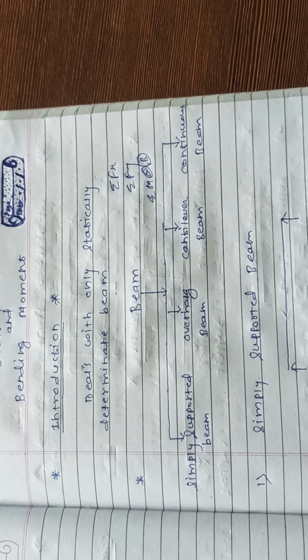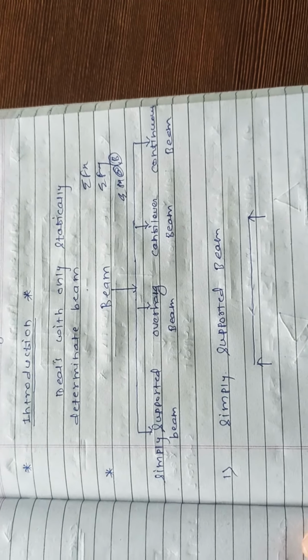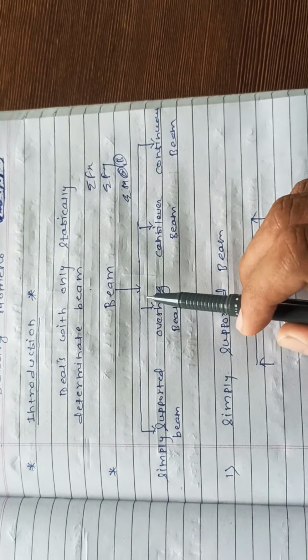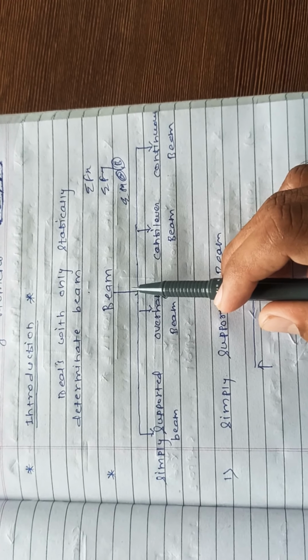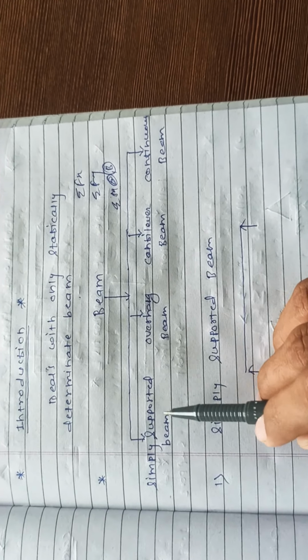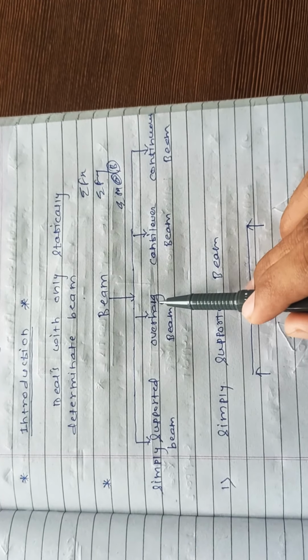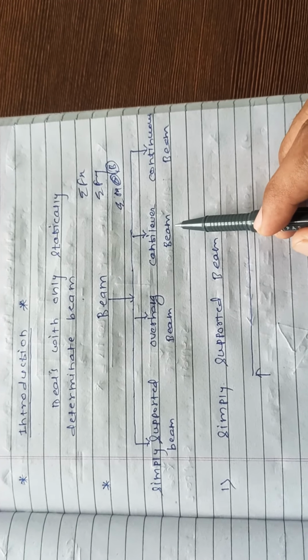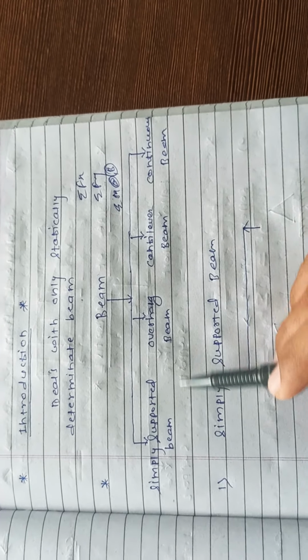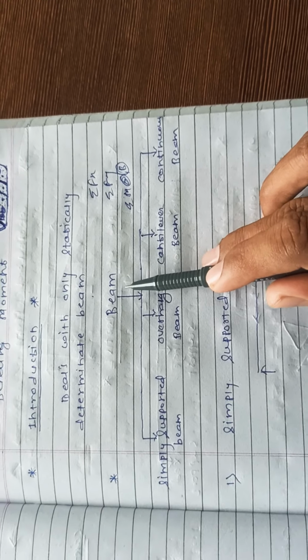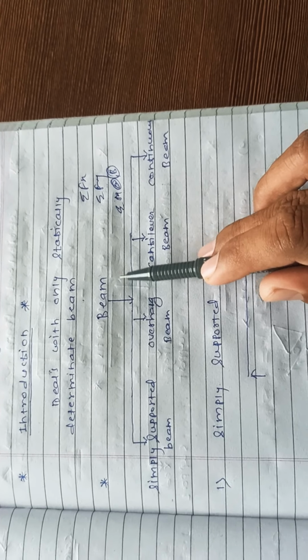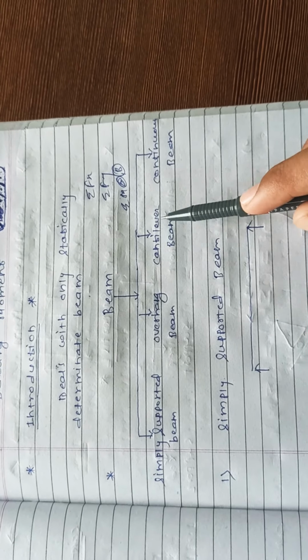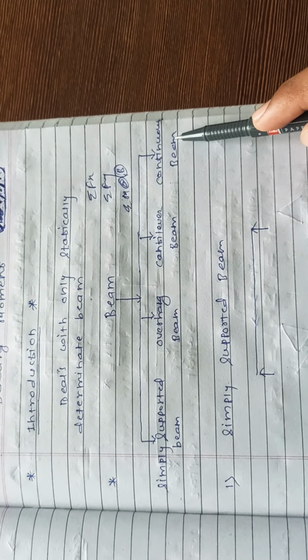Now let us see. Generally, beams are classified into four types: the simply supported beam, second the overhang beam, third the cantilever beam, and fourth the continuous beam. These are the four general classifications of any beam.